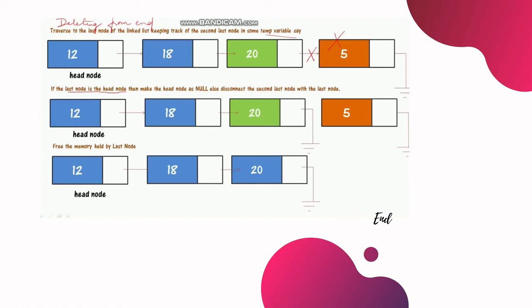So the last step is that we need to free the memory held by the last node. So since we have disconnected, we will be freeing up the memory that was held by the last node, and we can get a linked list that contains 3 elements by deleting the element from the end of the singly linked list.